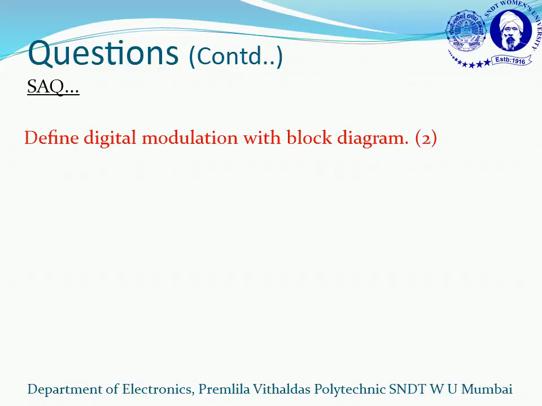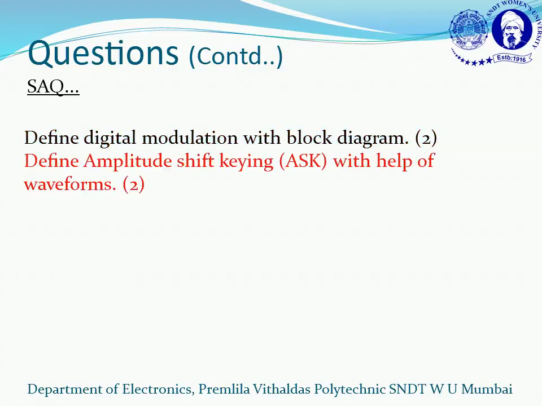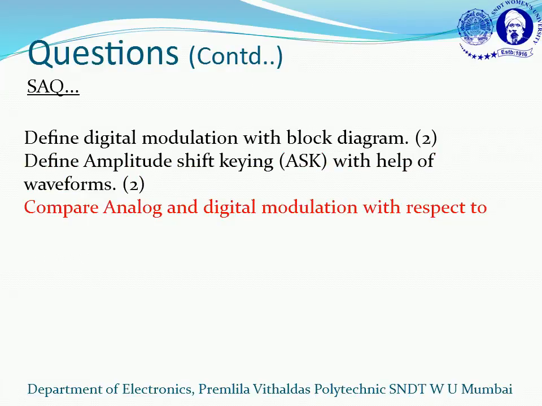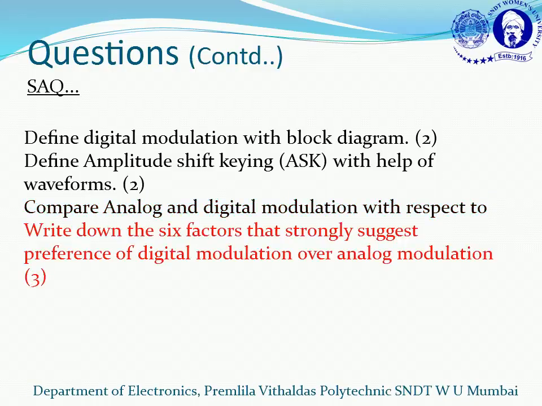Question number 1: define digital modulation with the help of a block diagram. Next, define amplitude shift keying, ASK, with the help of waveforms. Next, compare analog and digital modulation with respect to a few parameters. Next, write down the 6 factors that strongly suggest preference of digital modulation over analog modulation.